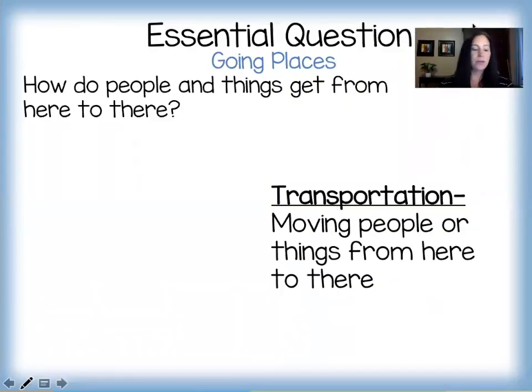Today in our unit of study, we will be learning how people and things travel. And we're also going to be talking about going places in our reading unit. Our essential question is, how do people and things get from here to there? Look at this big word right here on the screen. It's a really long word.